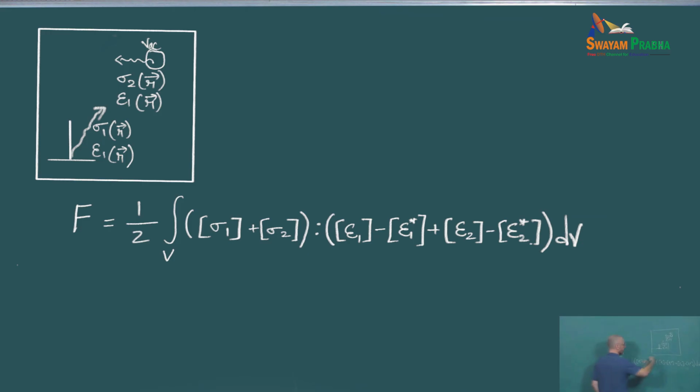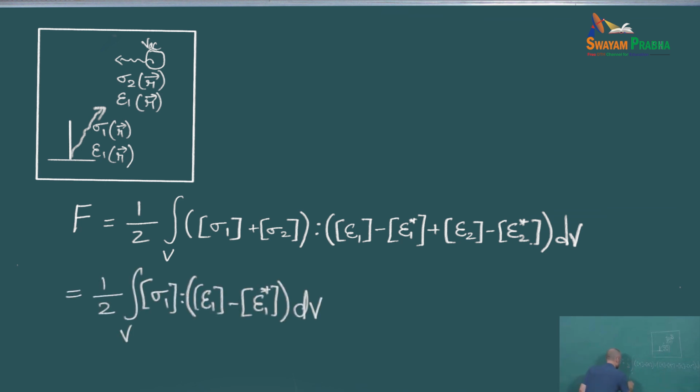Now I can expand, and I'm not going to go into all the details, but I'm going to get terms like sigma 1 double contracted with epsilon 1 minus epsilon 1 star. The first term will be the integral over V of sigma 1 double contracted with epsilon 1 minus epsilon 1 star, the energy of the dislocation. Then I get an equivalent term with sigma 2, epsilon 2 minus epsilon 2 star. That's going to be the energy of the vacancy. And then I have all the cross terms.